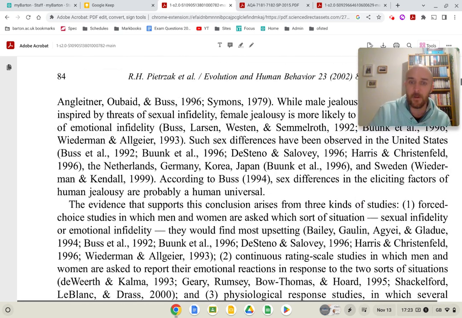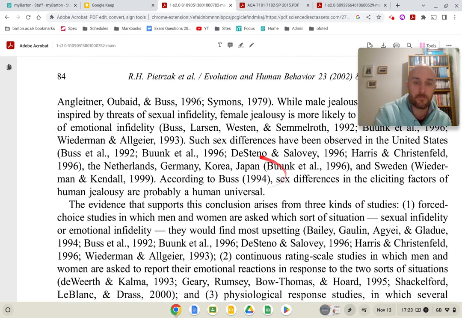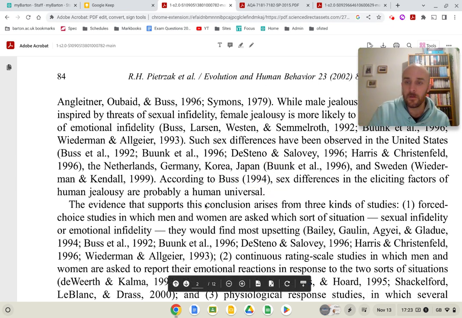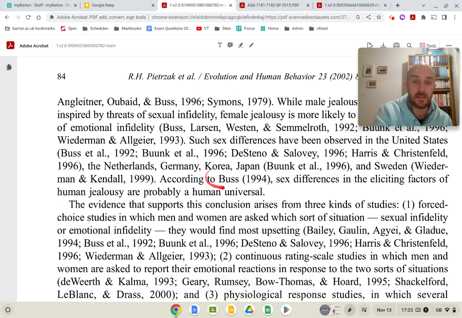Now, if I take BUS 1994, we actually look at BUS when we do relationships. Now, I'm going to scroll all the way down to the bottom here. I should be able to find this piece of research. A critical thing about introduction, that again is worth noting down. I don't know why I keep having to say this in this video, but every named piece of research in your literature review should appear in your references. So say I look at this. According to BUS, sex differences in the eliciting factors of human jealousy are probably a human universal.